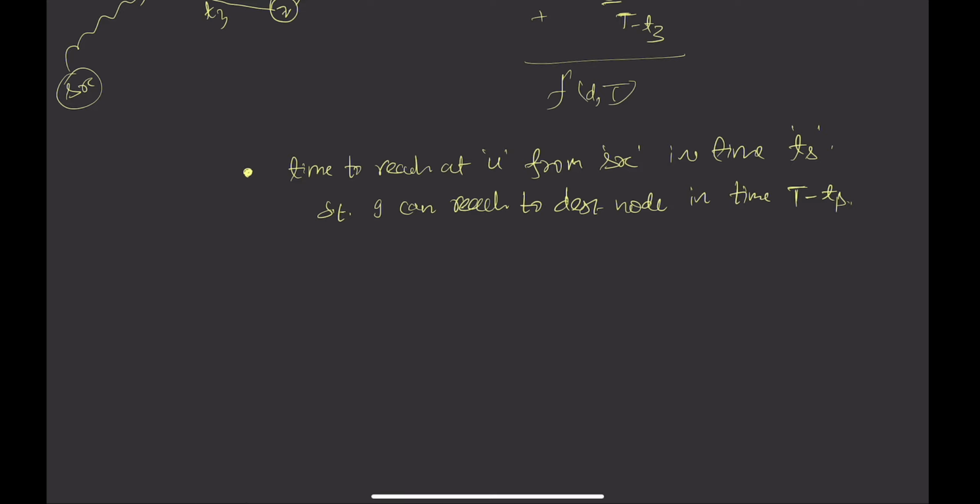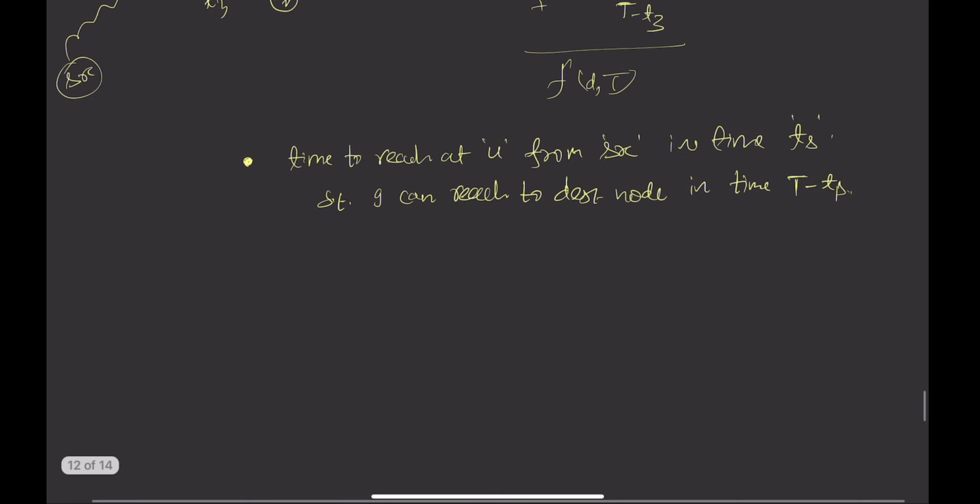So if I know the values, I need to store these values. So my DP will be this one. The DP state is: the number of ways to reach u from the source node in time ts, ts will also be required, such that I can reach the destination in time T minus ts.